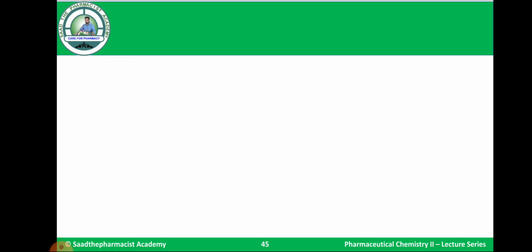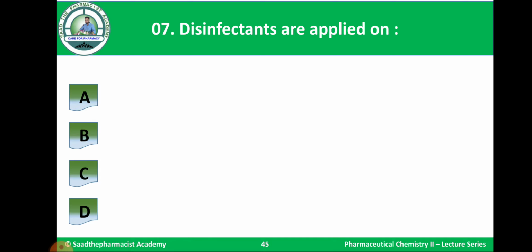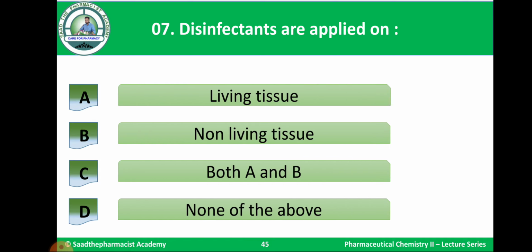Question number 7: disinfectants are applied on. The options are A. living tissue, B. non-living tissue, C. both A and B, D. none of above. As you know, the correct answer is non-living tissue, because the difference between an antiseptic and a disinfectant is only the site of application. Antiseptics are applied on living tissue and disinfectants are applied on non-living tissue.